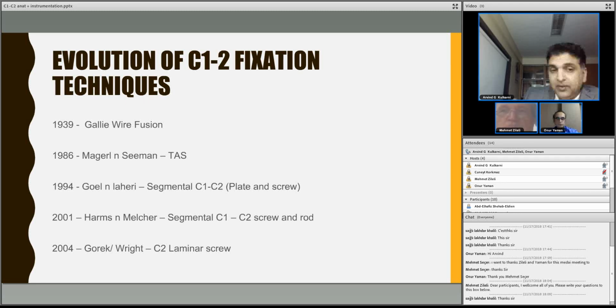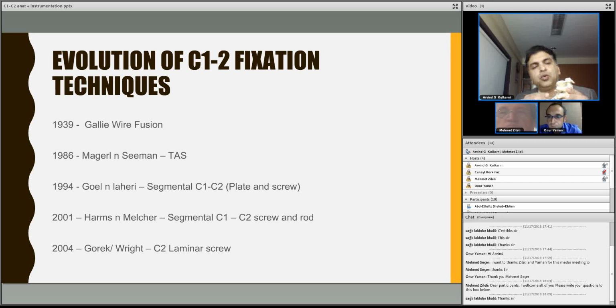Sometimes one cannot pass a C2 pedicle or pars screw. That is when this invention of Gorek and Wright, the C2 laminar screw, gets importance, because that is the only seat of purchase that one can take if you can't pass a screw in the C2 pedicle or the pars. So that is a C2 laminar screw. You pass a screw from either side, on either side of the C2 lamina.